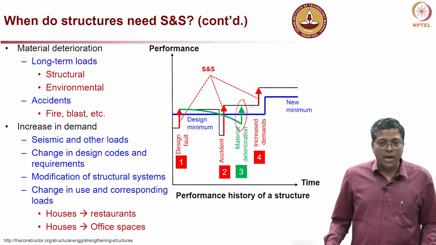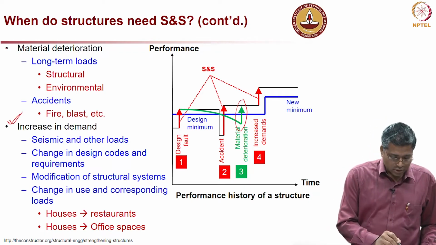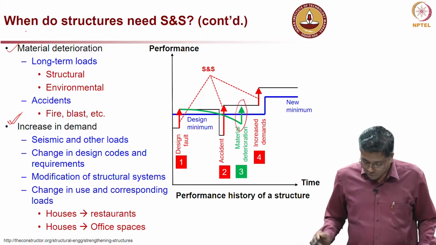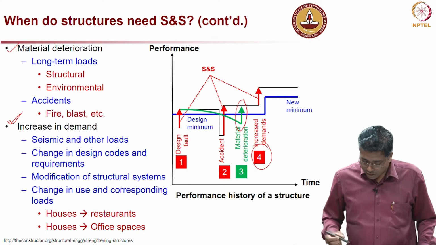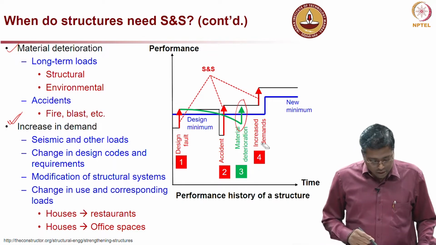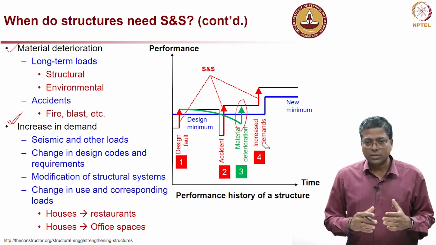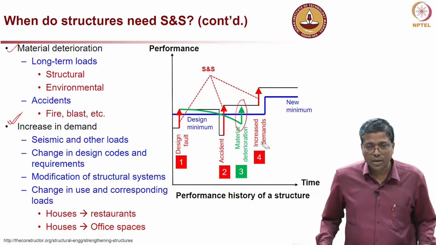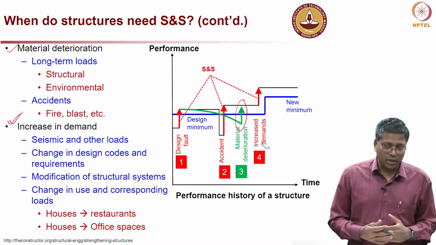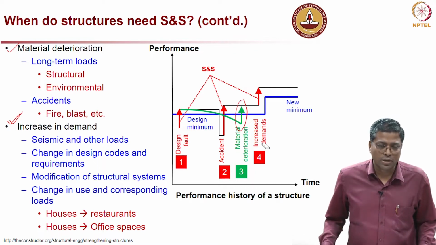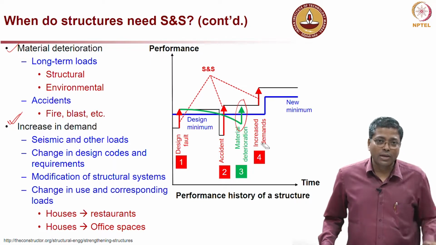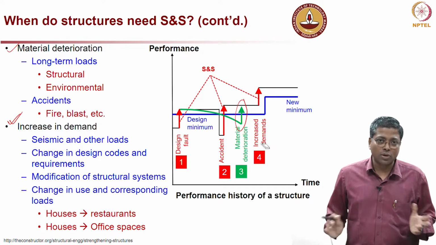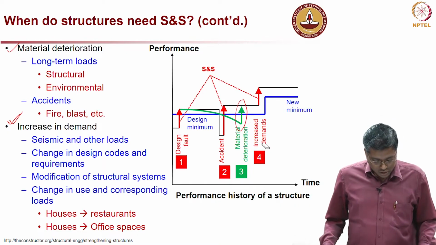Now, increase in demand is the fourth point, okay, this one. Increase in demand is the fourth point shown here on the right end. And what are the typical scenarios where there is an increase in the demand? First one we can think of as seismic or any other excessive loading. Typically, if you go for a repair of a structure which was built before the seismic code revision in 2003.